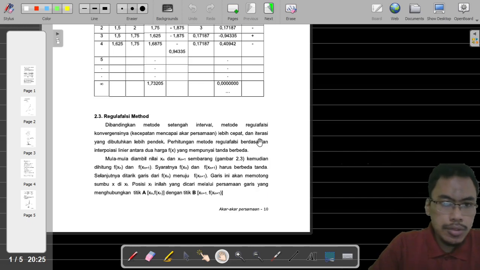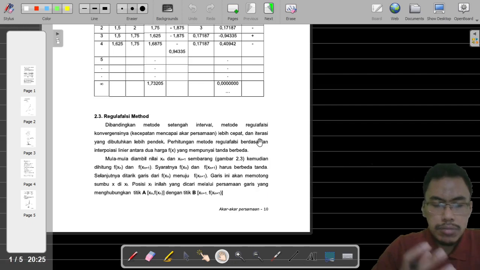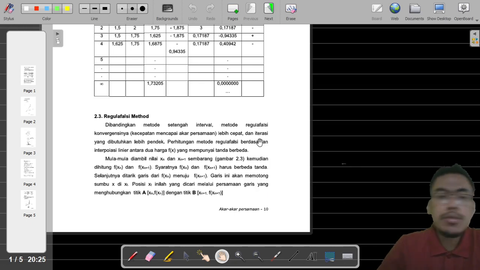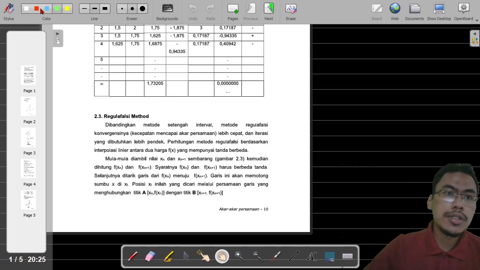So we are still on the same topic as our last meeting. We are on using numerical methods to find the root of an equation, and now we have another method. This is called the regula falsi method.